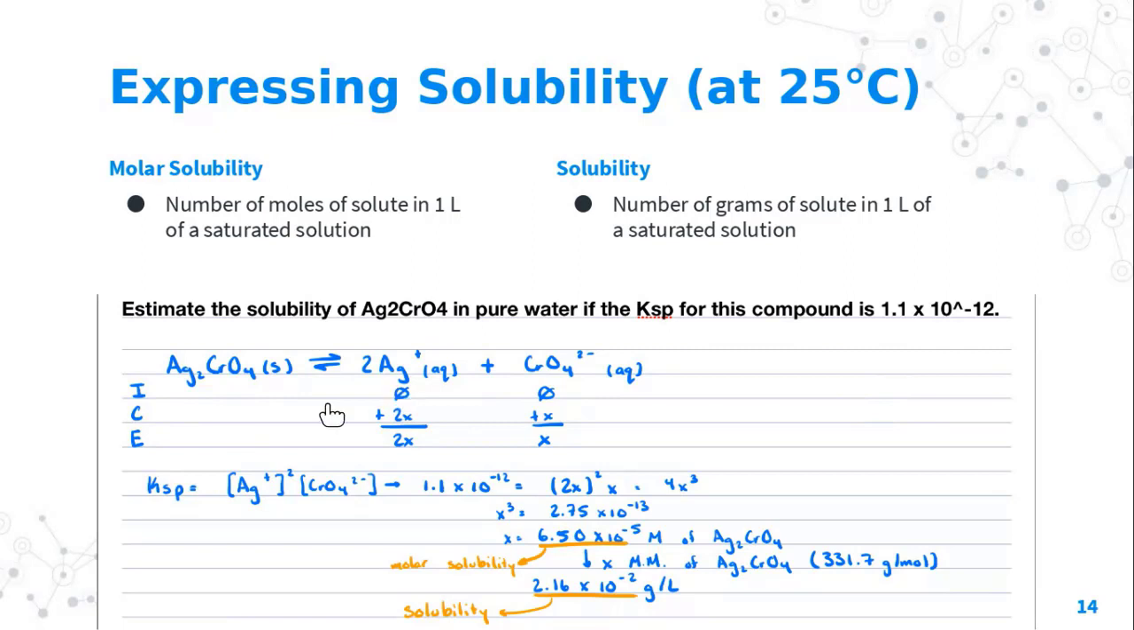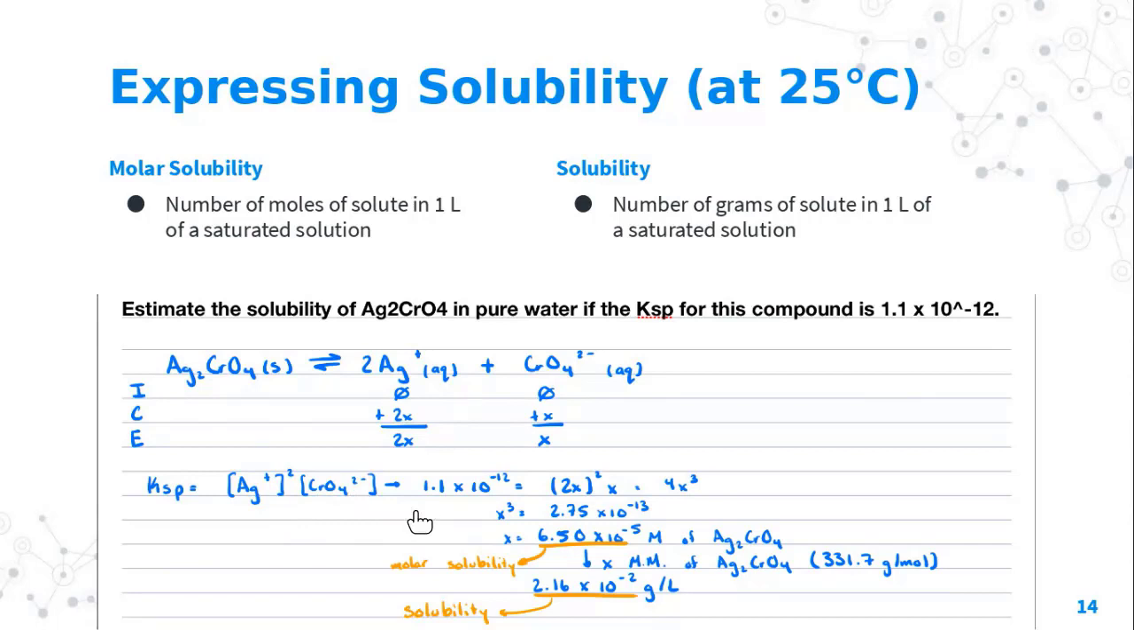So we can ignore the solid, and we know we don't have any in solution yet, so we have 0, and then we go +2x and +1x. So we have that for our equilibrium portions. So we can set up our KSP value. KSP here is going to be Ag plus, squared, because we have a 2 in the coefficient right there, and then we have chromate right next to it.